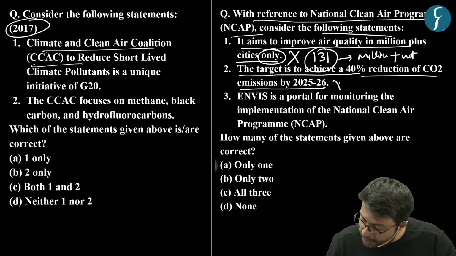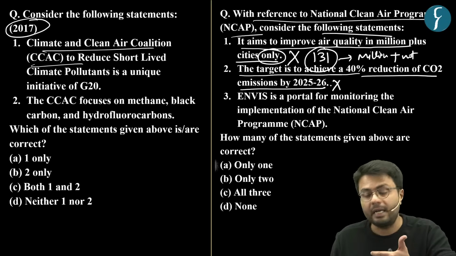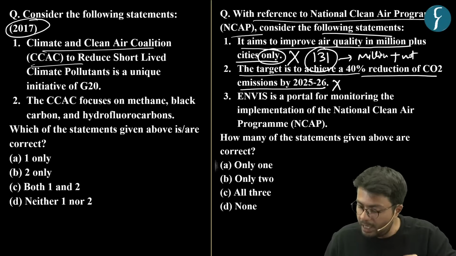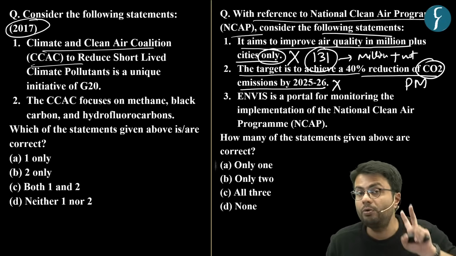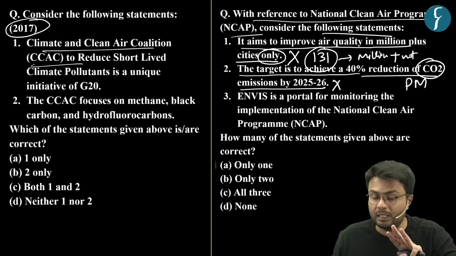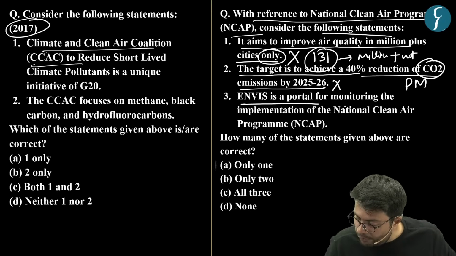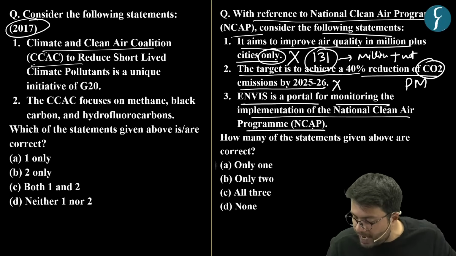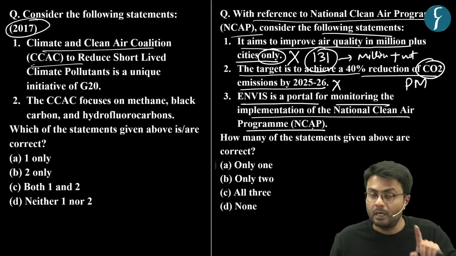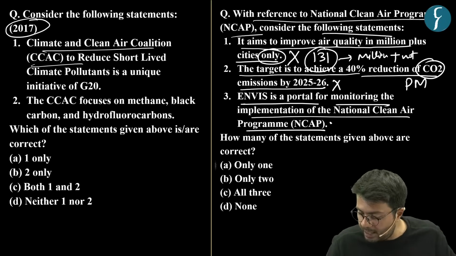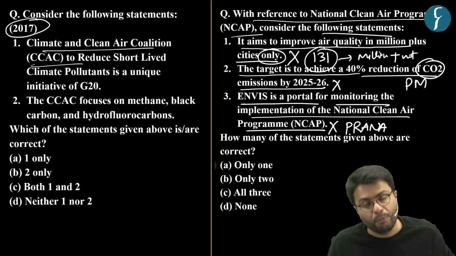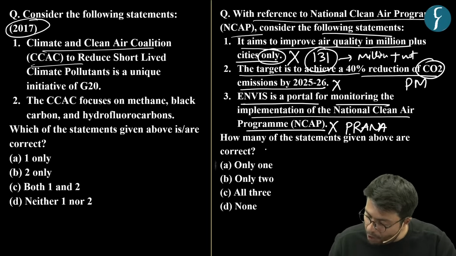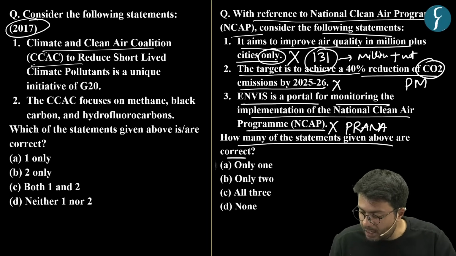Again, this statement is incorrect because the target is to achieve 40% reduction in particulate matter emissions and not CO2 emissions. The third statement, NVIS is a portal for monitoring the implementation of National Clean Air Program. Again, this statement also is incorrect because the portal for monitoring the National Clean Air Program is called PRAN portal. Hence, how many of the above statements are correct?